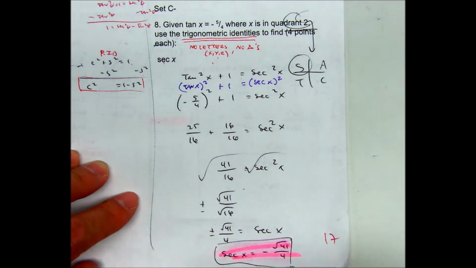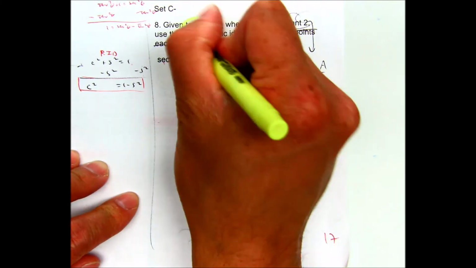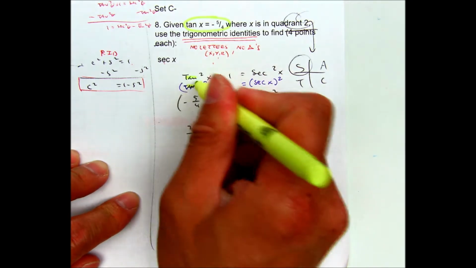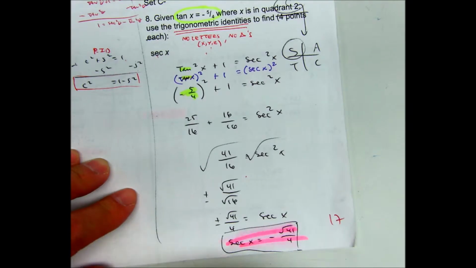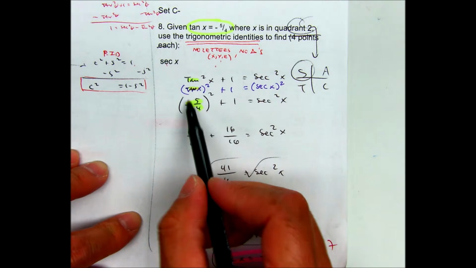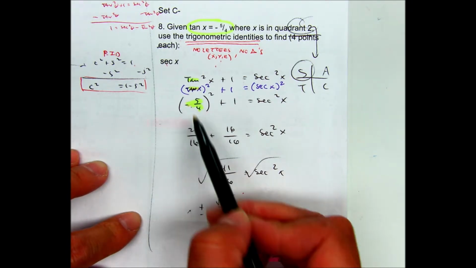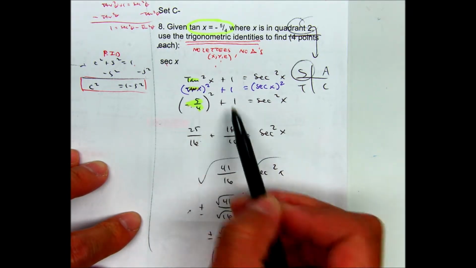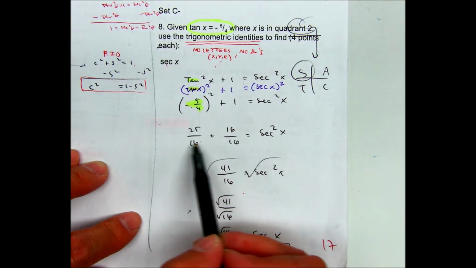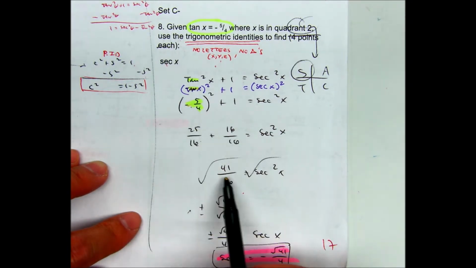Tangent of x is negative 5/4. I'm going to substitute that in here. Negative 5/4 times negative 5/4 gives you 25 over 16. 1 becomes 16 over 16 because you need a common denominator. This becomes 41 over 16.